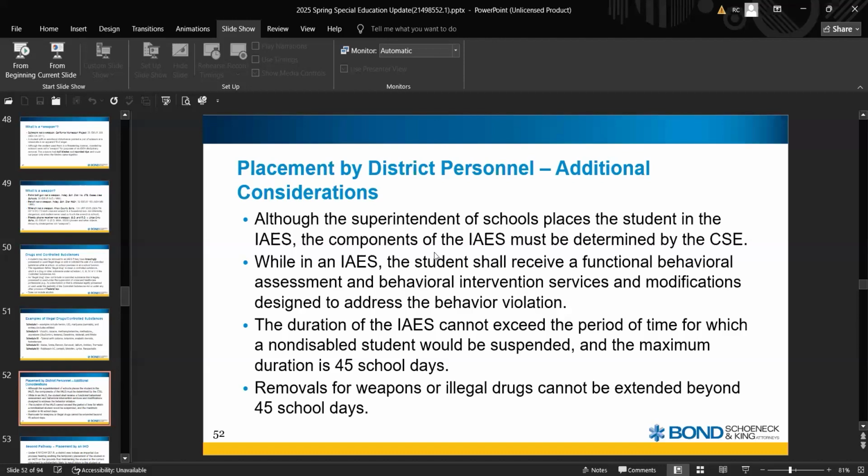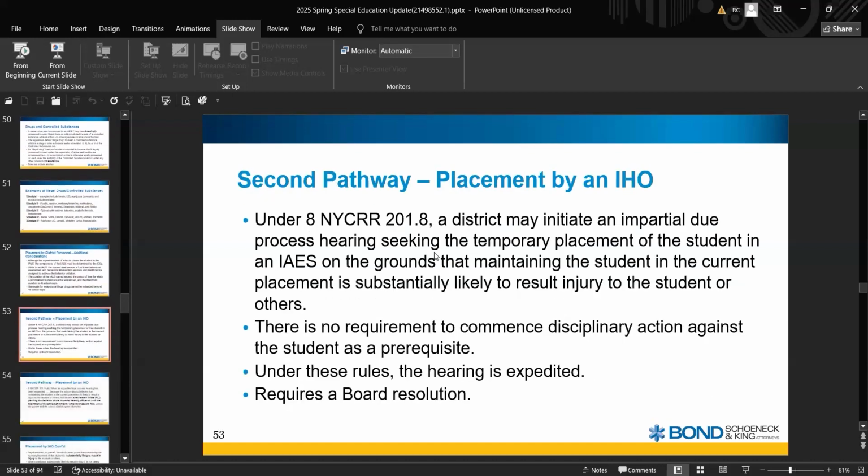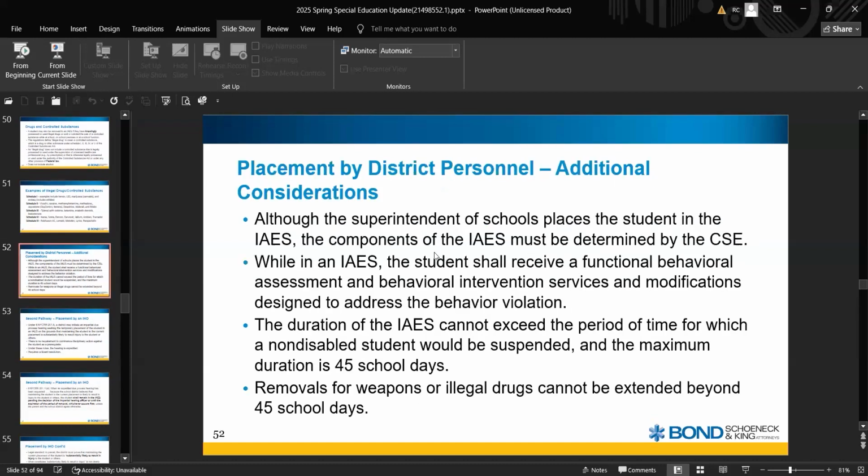We would ask the hearing officer to put that in a recommendation and report, then the superintendent would issue a letter to the families, basically adopting the hearing officer's recommendation and then ordering the IAES. You should say in the letter that the placement is to be determined by the CSE, because the superintendent is always saying, I have no idea where the student should go for an IAES, and they shouldn't know, it's not their job. So the superintendent's letter must say 45 school days, to be determined by the CSE.